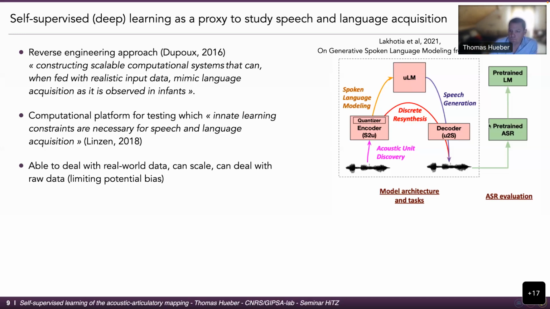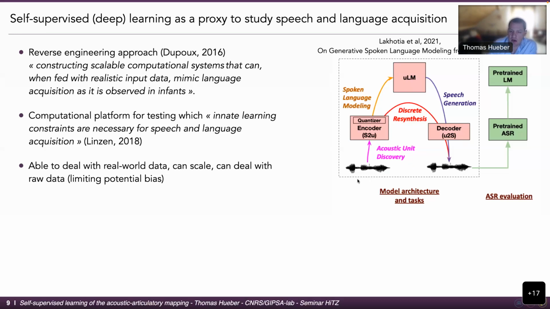As an example of this idea, on the right side of the slide, you see a system proposed by Lakhotia et al. in 2021, called GSLM, for Generative Spoken Language Modeling from Raw Audio. Basically, this can also be seen as a model of an agent learning to speak by considering only ambient speech, so in a self-supervised manner. And the goal here is to repeat an auditory stimulus.